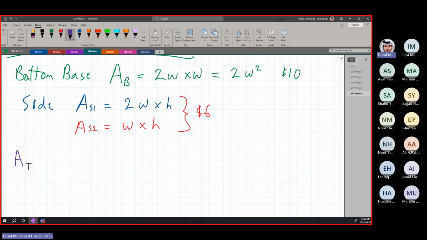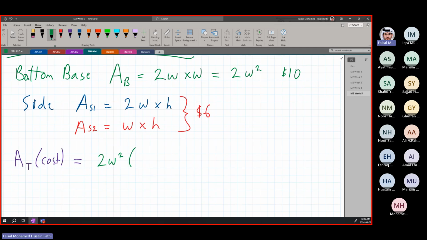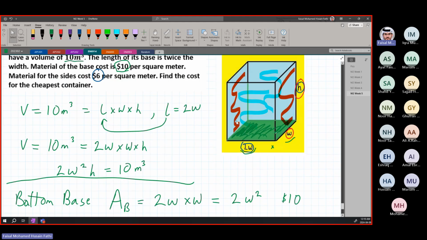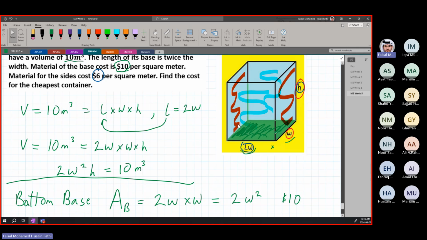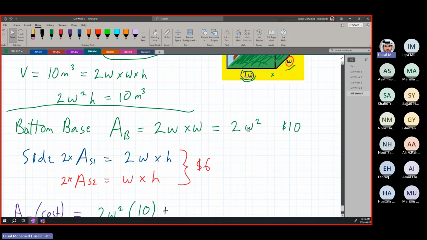Total cost is going to be equal to the cost of the base, the area, which is 2W squared, times $10. Then, plus the area of side 1, we have 2 of each of these sides, so we have to multiply each by 2. Why? Because if you notice here we have an area on the right and we have an area on the left, and here we have an area at the back and we have an area in the front. The base we only have one area which is at the bottom.